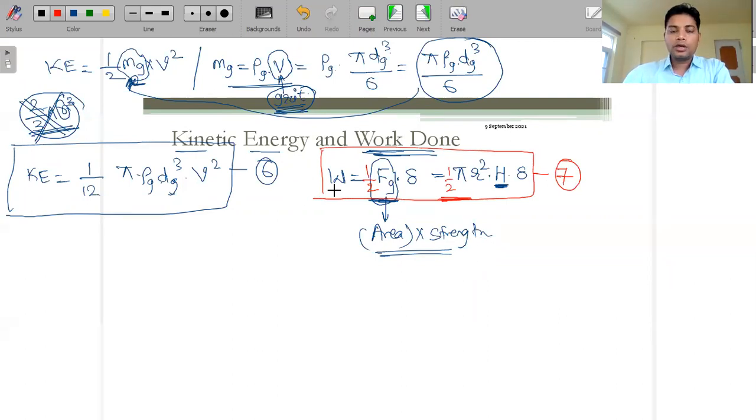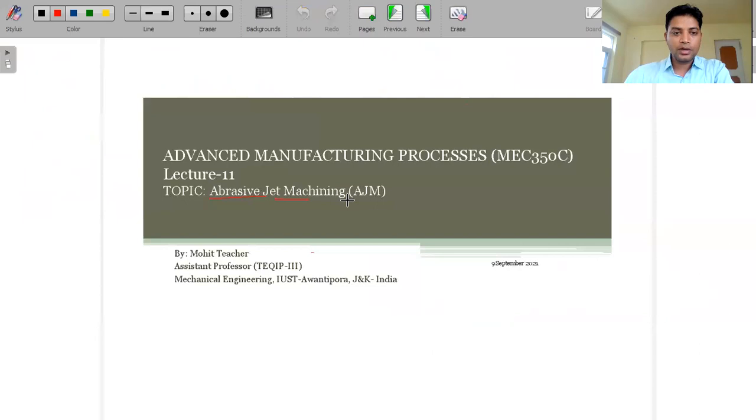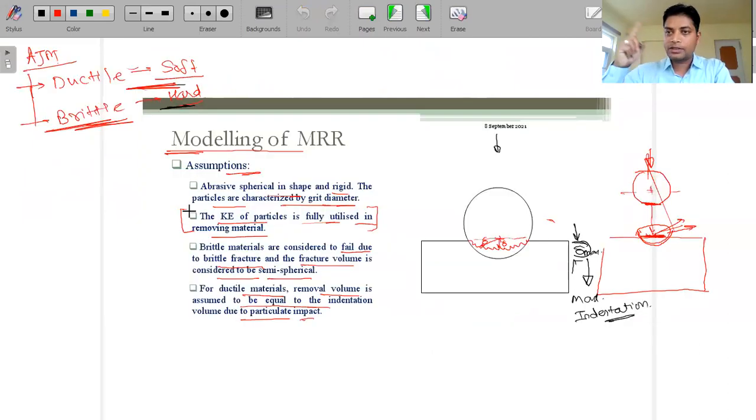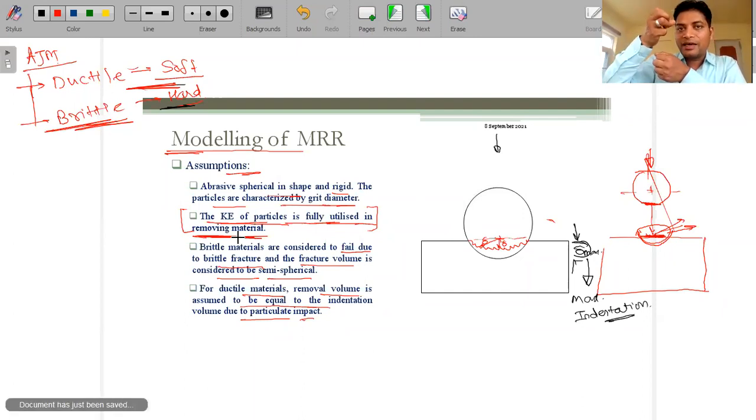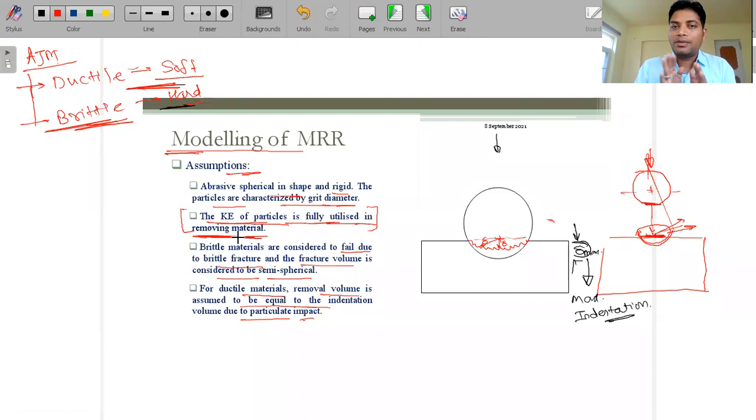Okay guys, so now from here, yesterday we discussed about this point, and I told you that I will discuss it later on. So this is the point, that kinetic energy of the particle is fully utilized in removing material. What is the meaning of that? When this abrasive particle impinges over the workpiece surface, it will move inside, means work done. Whatever the kinetic energy, that is completely converted into the work done, means there is no loss. We are considering this assumption that there will be no loss. If this kinetic energy is fully utilized to remove the material, fully utilized means the work done.